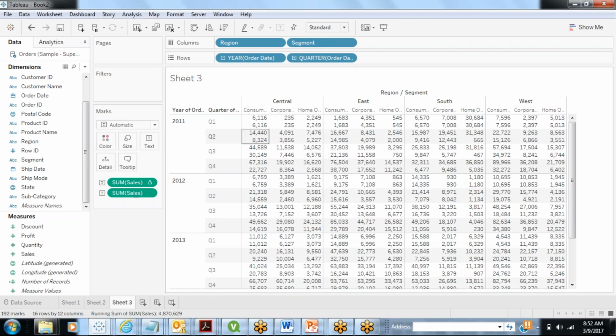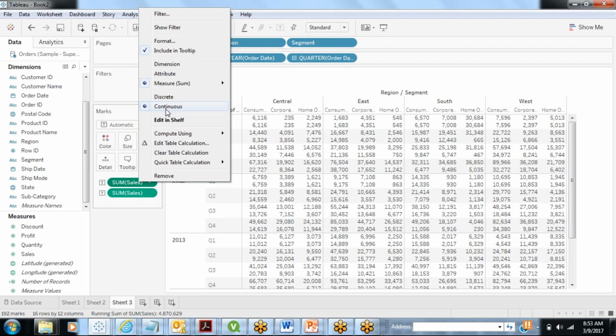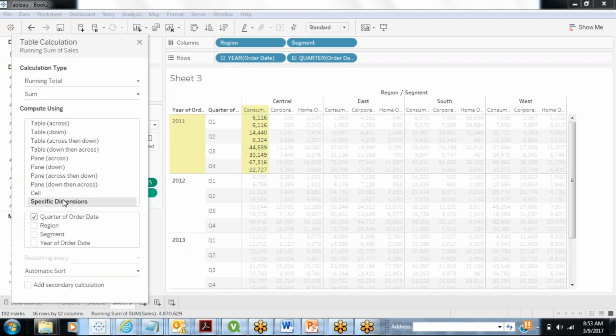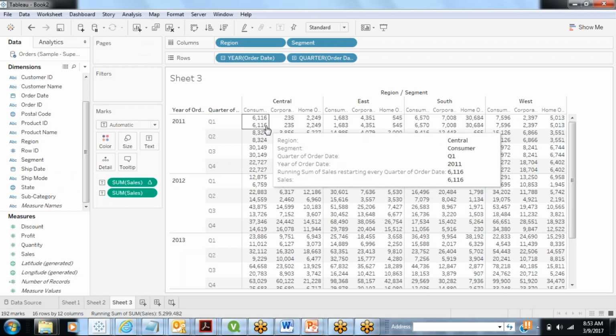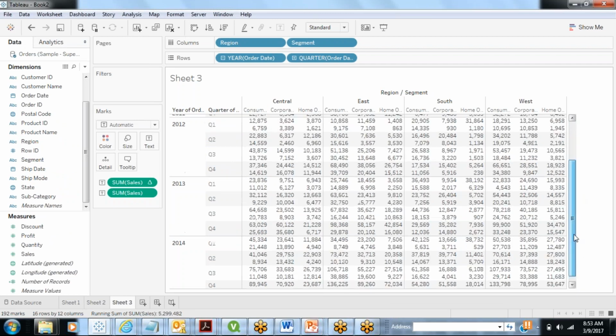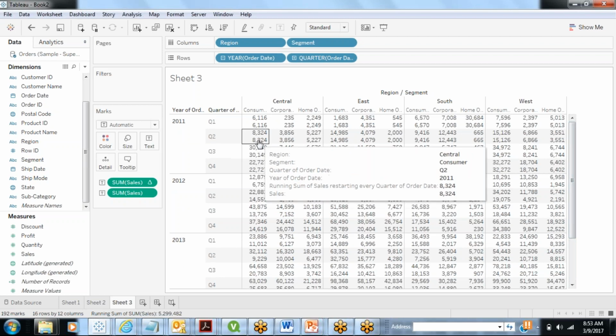Now similarly here also, Q1 of 11, 12, 13, 14. Again the Q2 it should not add, it should break there. So for that what to do? You have to restart. Here there is no pane concept. Here there is restarting every quarter. That way, what will happen? First it will take 6116 plus plus and plus, and again Q2 comes, and it starts fresh.